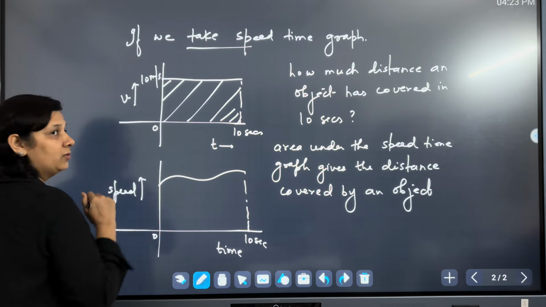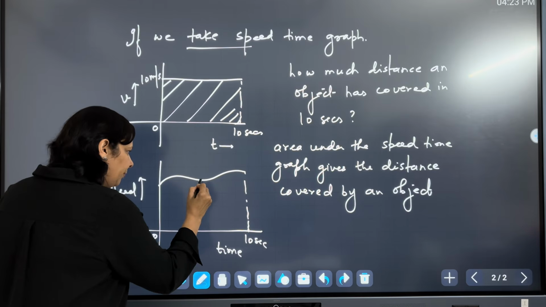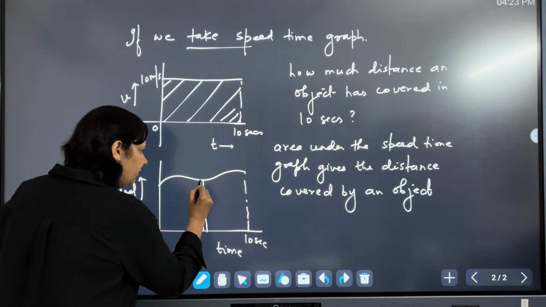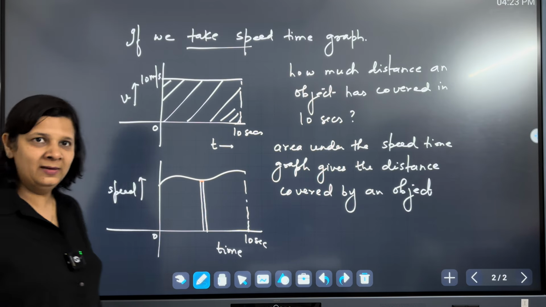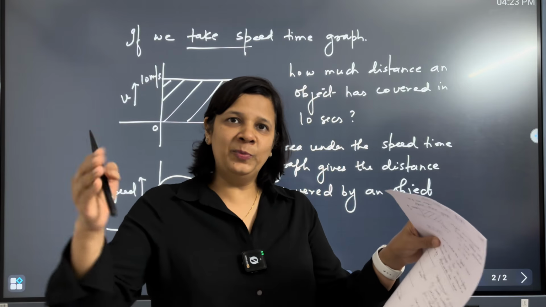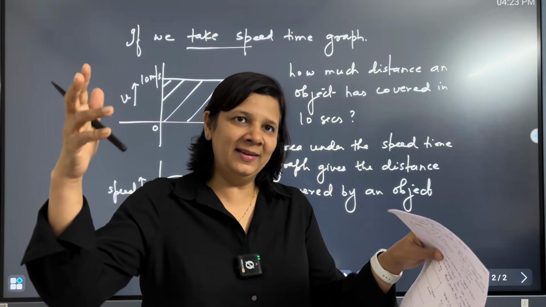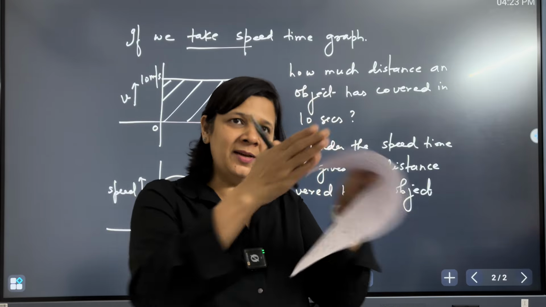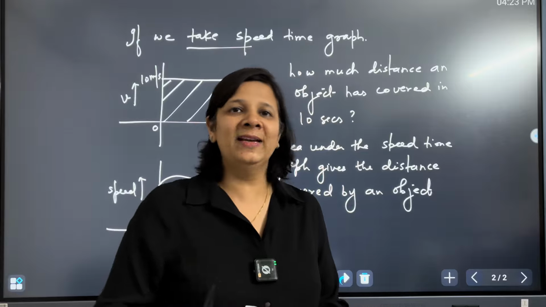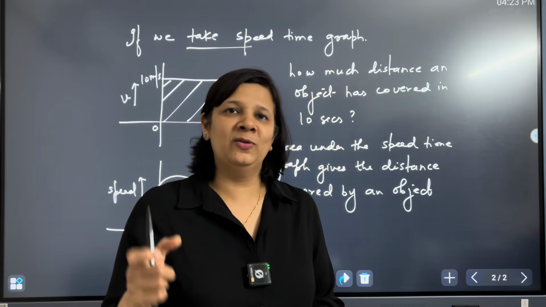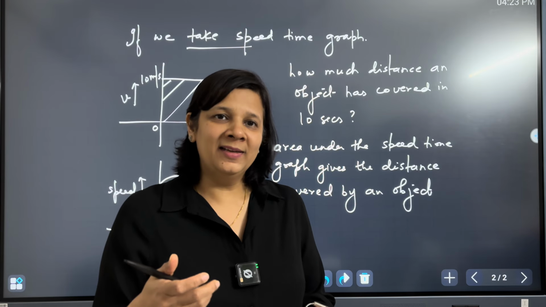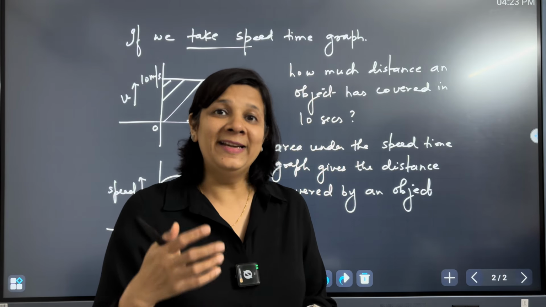But here the speed is not constant. So what will we do? We will divide this area into very thin strips in which we can take constant speed, and then for a certain speed, that will be overestimating or underestimating the area. But you will see that when you sum all the areas, you will again get the total distance covered by an object. This is the idea of what you will learn under integration.